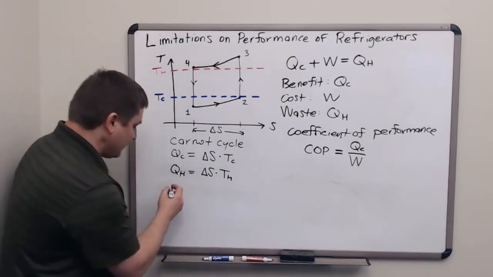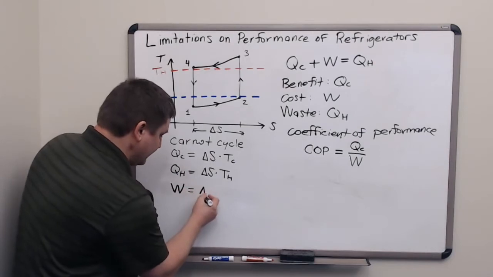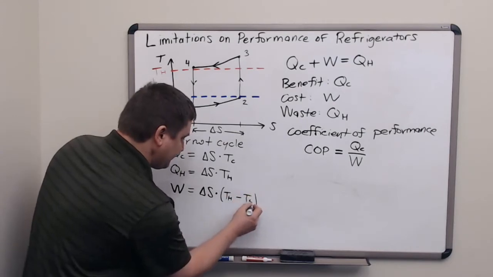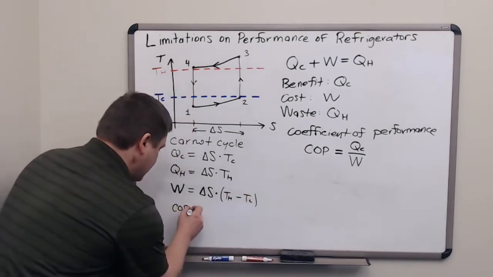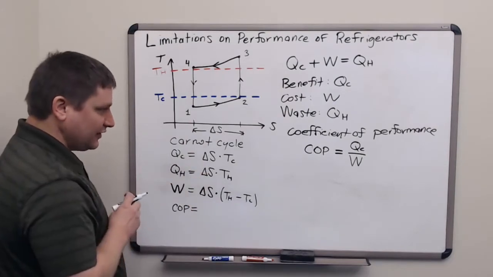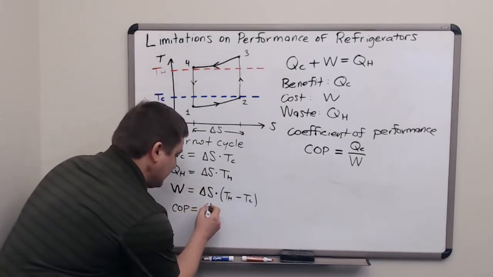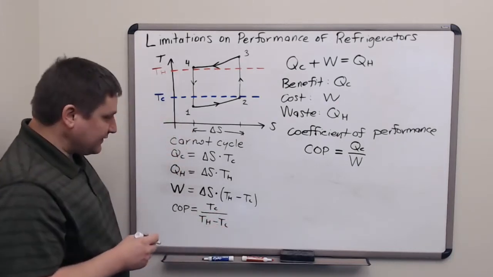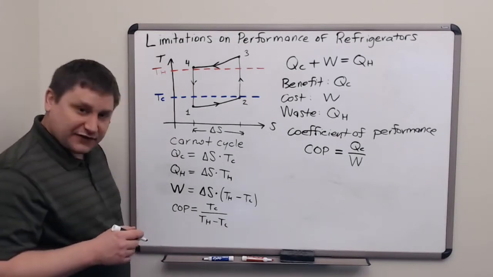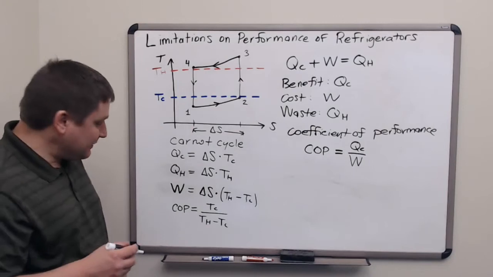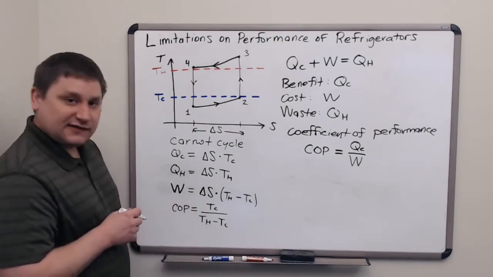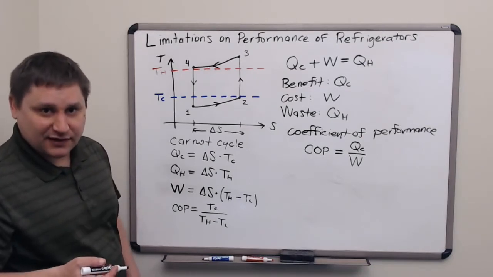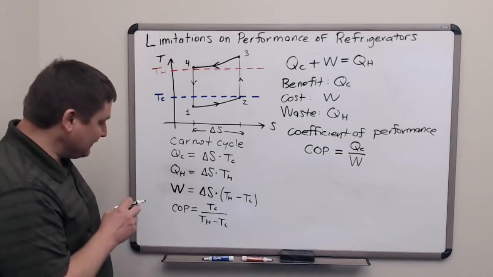This means that the work required to run a Carnot cycle refrigerator is the entropy width times the difference in temperature. Plugging these two into the coefficient of performance, we get the cold temperature in the numerator and the temperature difference in the denominator. So the coefficient of performance of a Carnot refrigerator depends only on the temperatures of the reservoirs, similar to how the efficiency of the Carnot heat engine also only depended on the temperature of the reservoirs. But the dependence here for the refrigerator is a little bit different.